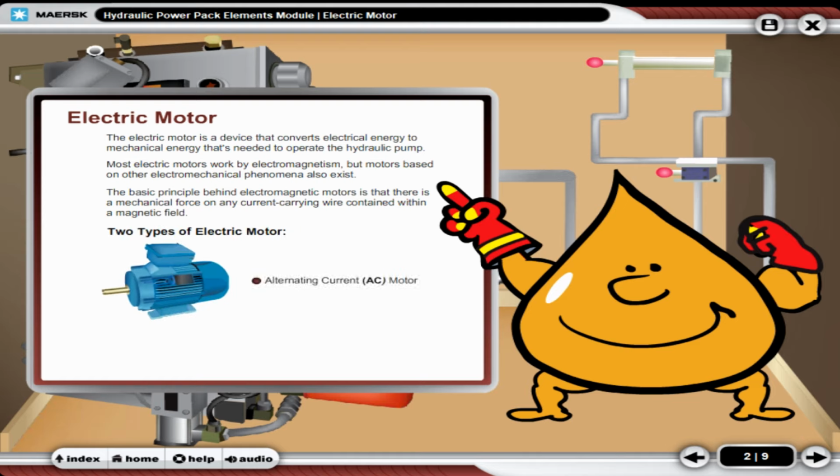An alternating current, or AC motor, is an electric motor that is driven by an alternating current. A direct current, or DC motor, is designed to run on DC electric power.